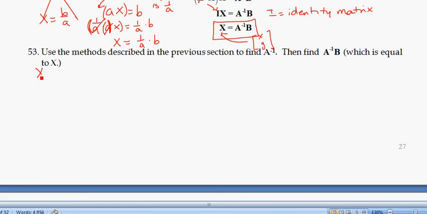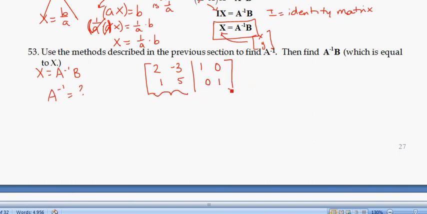So x is equal to A inverse times b. So the question is, what is A inverse equal, right? Well, how did we find A inverse? We started with our matrix A, and we augmented it with the identity matrix, 1, 0, 0, 1. And then we performed elementary row operations until this left side was the identity.